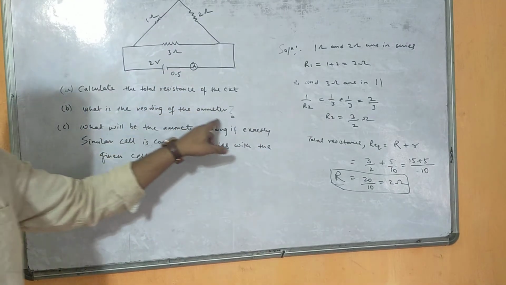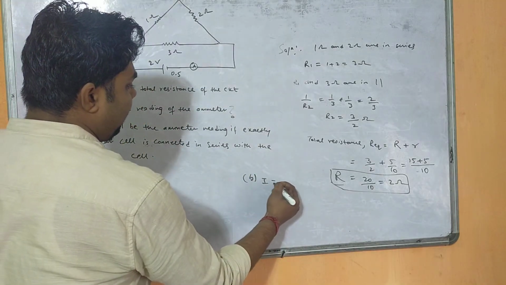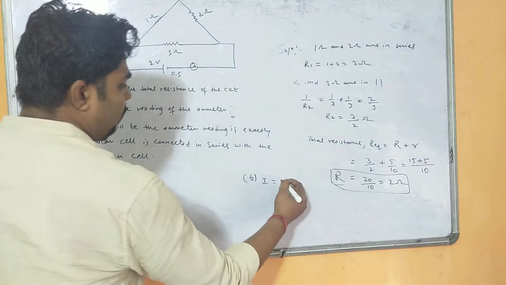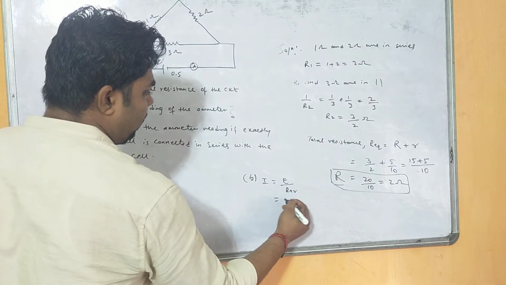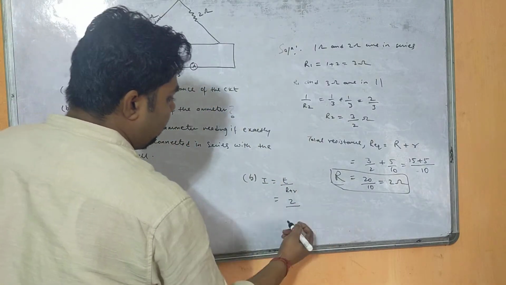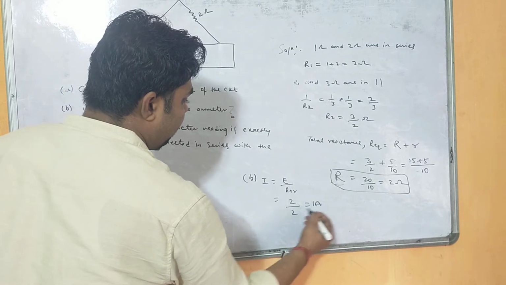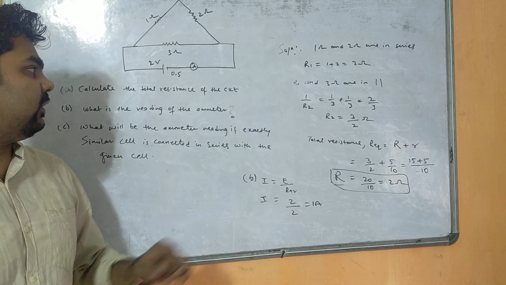Next, what is the reading of the ammeter? So the reading of the ammeter, next part, question number B, that is I we need to calculate here. I equals total EMF by total resistance. Total EMF we have here 2 volt and total resistance we have 2, that is 1 ampere. So this much current is passing through the circuit.